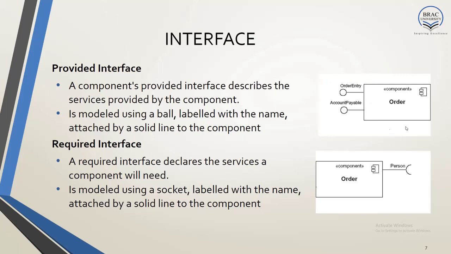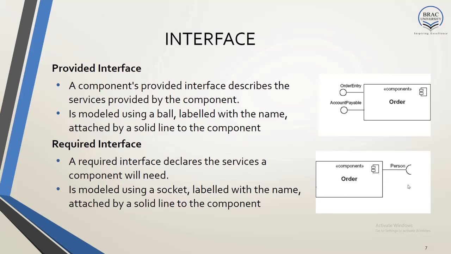it has a ball notation, and it is labeled with a name on top of it. So for example, this order component can provide order entry related functionalities and account payable related functionalities to its environment, which other components can use. And for the required interface, the component actually defines what type of services or functionalities it needs from another component.